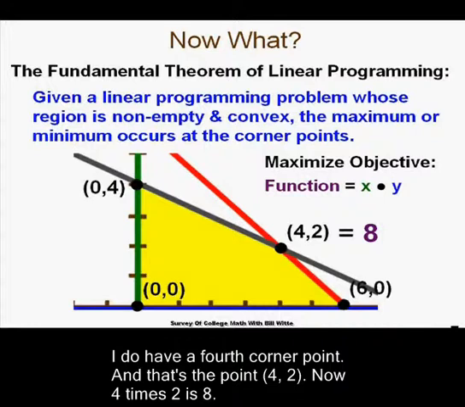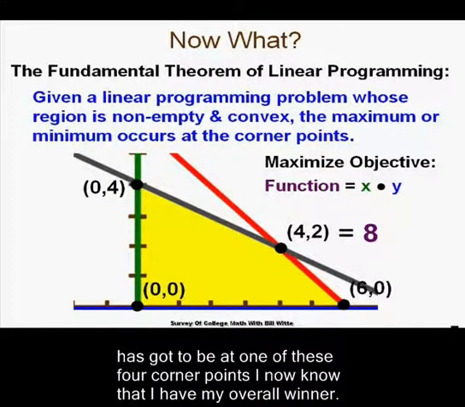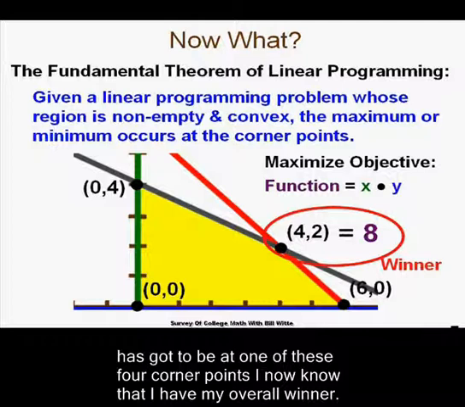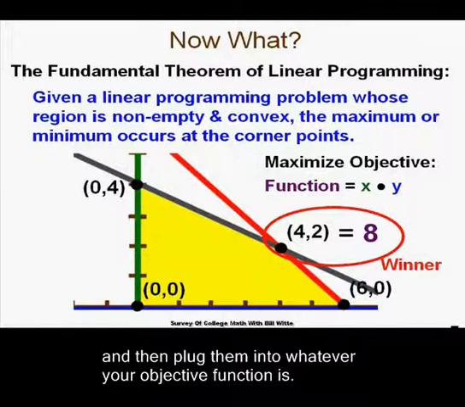8. And knowing from the fundamental theorem of linear programming that our maximum has got to be one of these 4 points, it's going to have to be 4, 2, isn't it? Because he's the winner amongst those 4. And that's all you have to do. You graph the constraints, look at the corners, and plug them into whatever your objective function is.